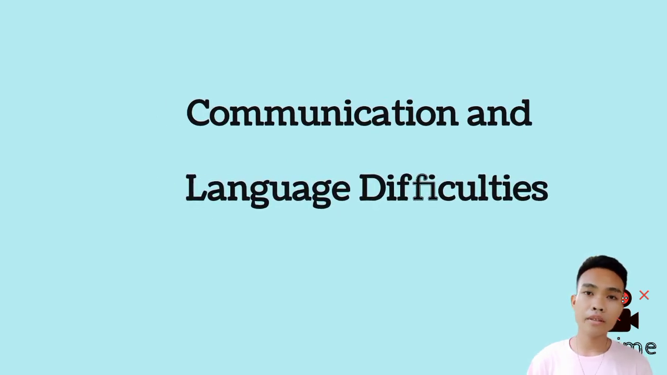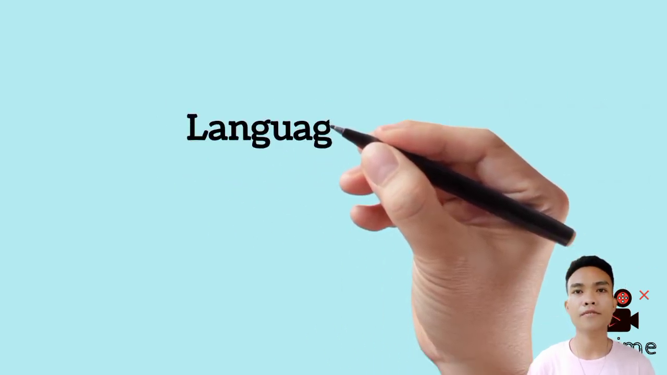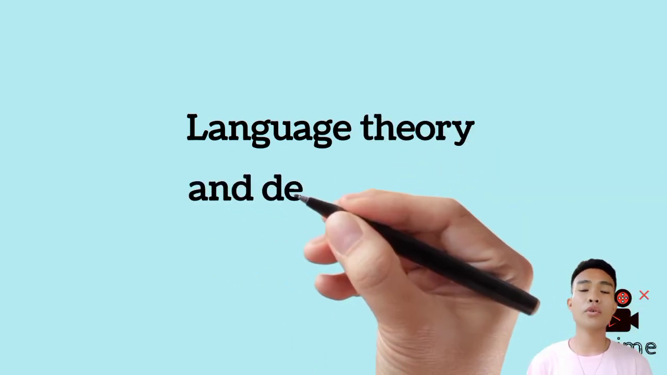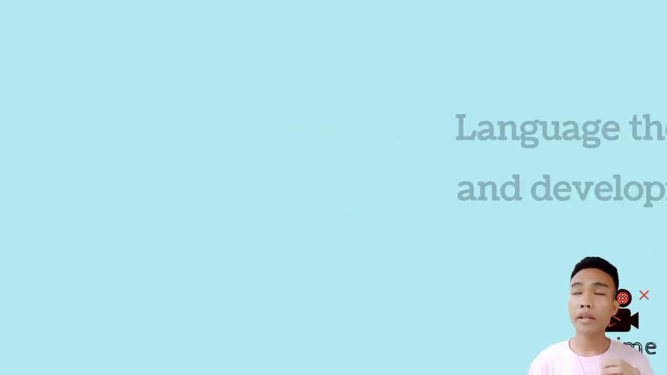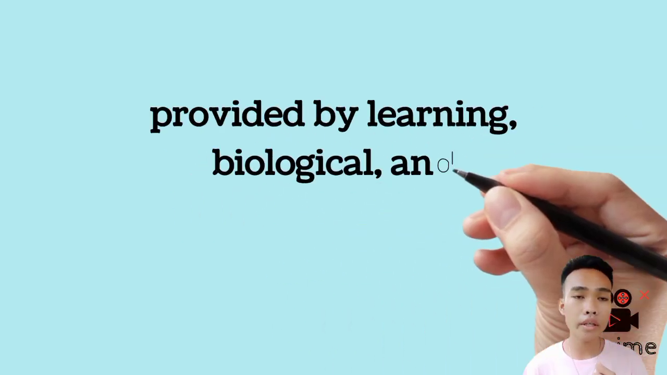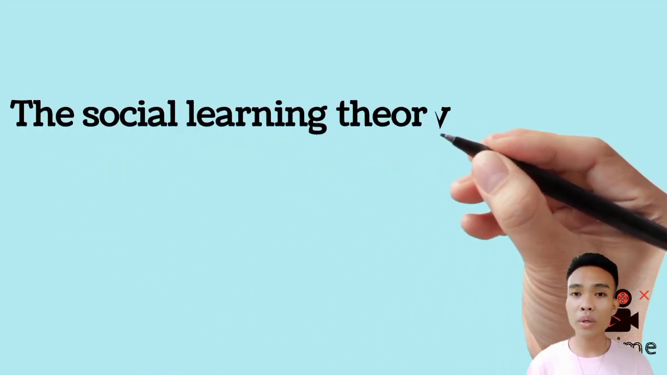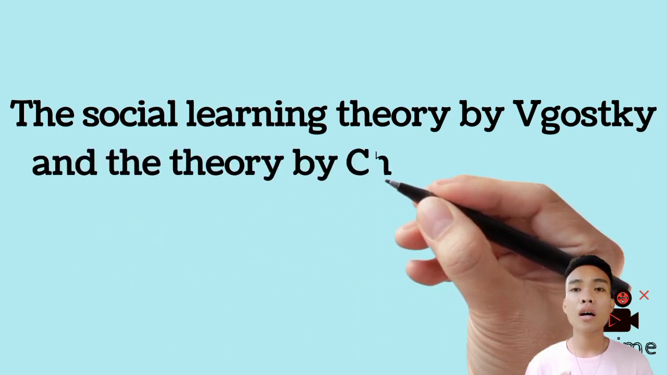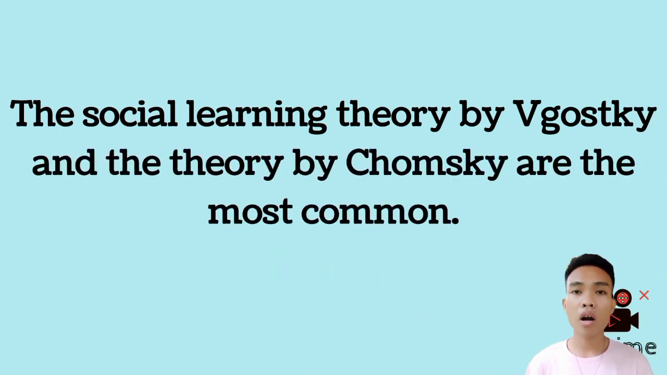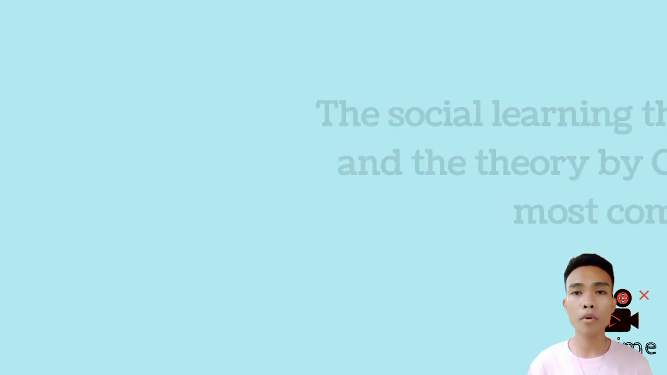Communication and language difficulties. Language theory and development: explanations on the development of language are provided by learning, biological, and interactionist theorists. Among all the theories that relate to language development, the social learning theory by Vygotsky and the theory by Chomsky are the most common theories.